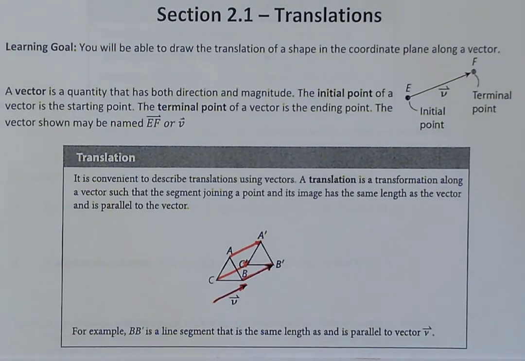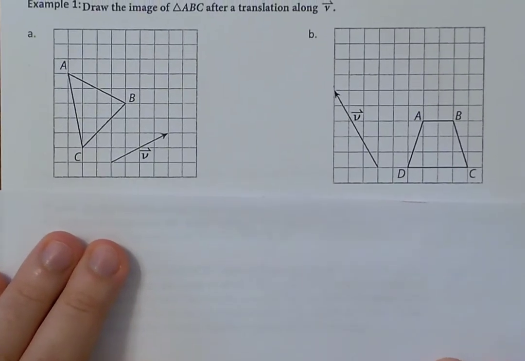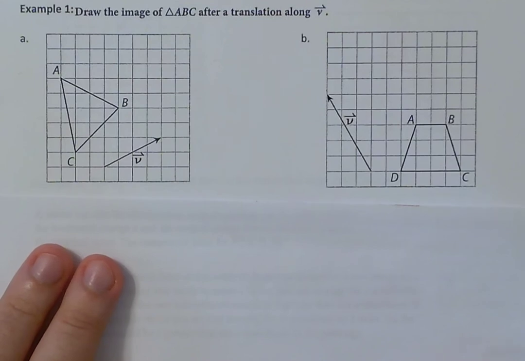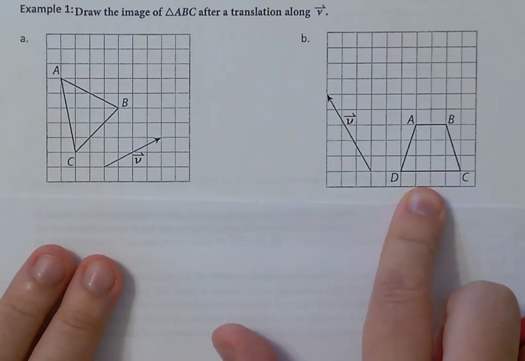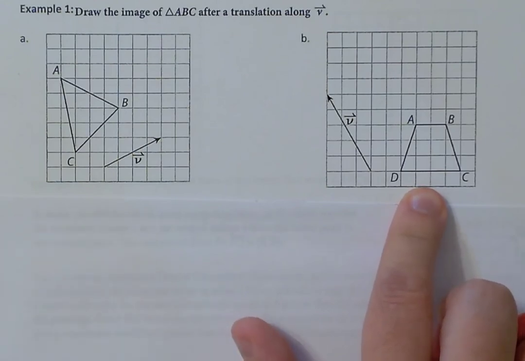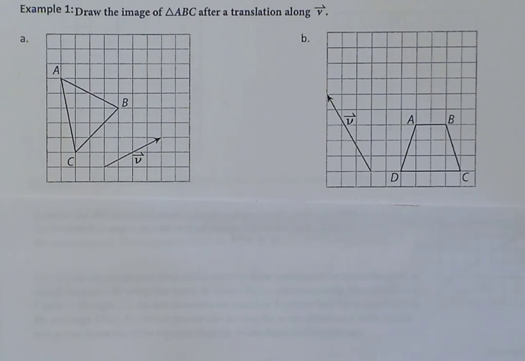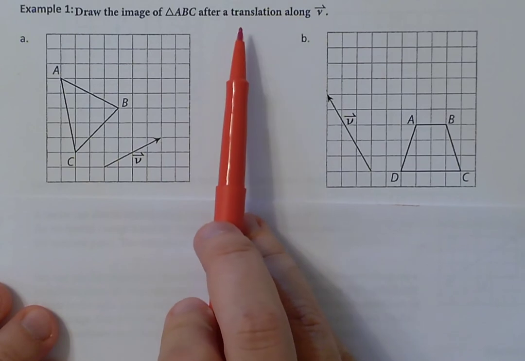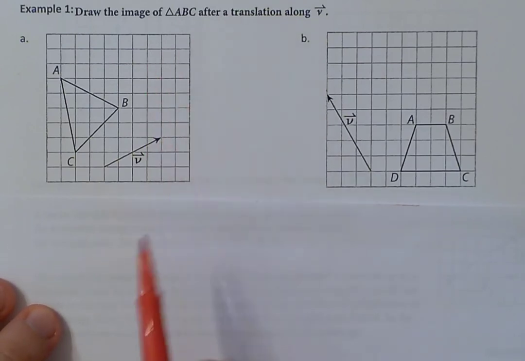All right, so with that said, let's go ahead and get into some examples for us today. And we're going to take a look at two different parts here. They're going to ask us to go through and draw the image of triangle ABC, or as we get to this one, the quadrilateral or parallelogram ABCD. So we're going to go through and draw the image of these two shapes for parts A and B after a translation along the vector. So the vector tells you distance and direction.